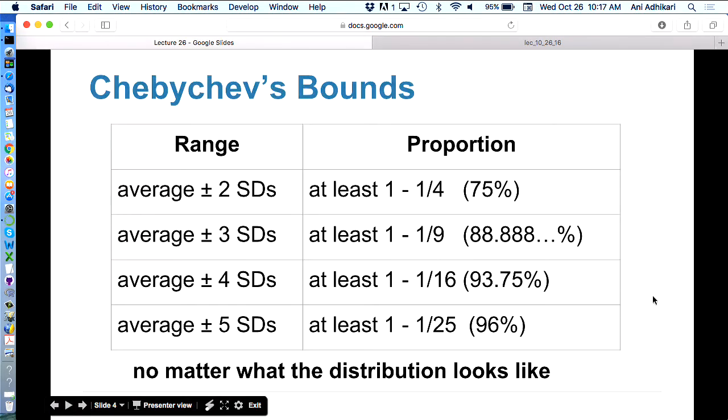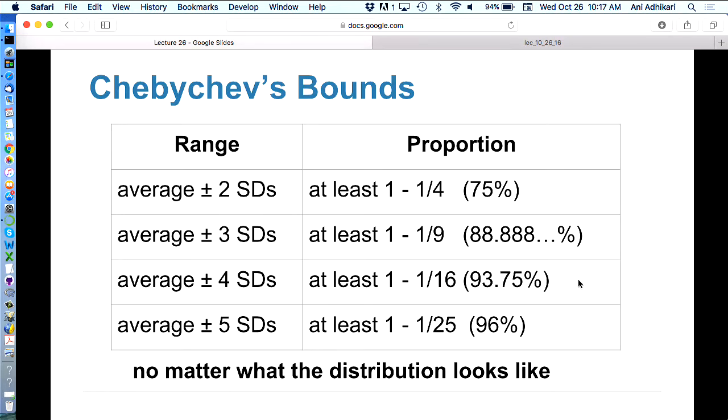So for any distribution whatsoever, if you look in the range average plus minus four SDs, and now I really want you to think of starting at the average as your origin and measuring distances in SDs. So if you start at the origin, walk one SD on either side, then another SD on either side, and you walk four SDs on either side, regardless of how ugly your histogram is, you will pick up at least 93.75% of the data. That is a very powerful result.